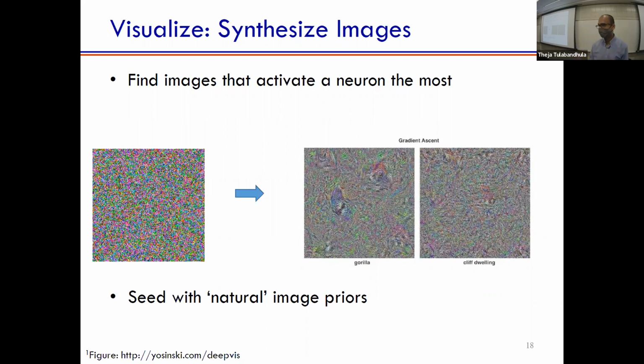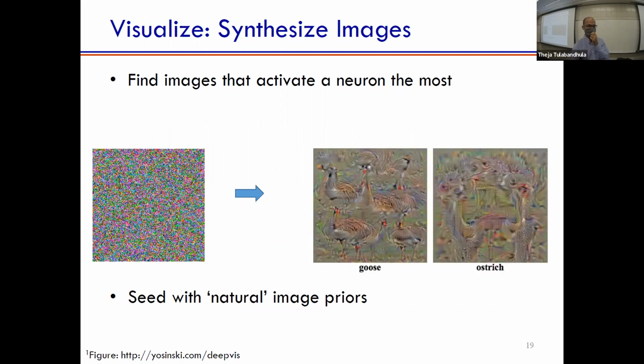In general, it's not easy, and that's why you see very blurry stuff here. But you're supposed to see some patterns in there. If you handhold this optimization or search procedure quite a bit, you need to start with some natural image priors, which means the starting point should not be completely random input, but something which looks almost like a natural image. Then it may converge to the image which produces the highest score.